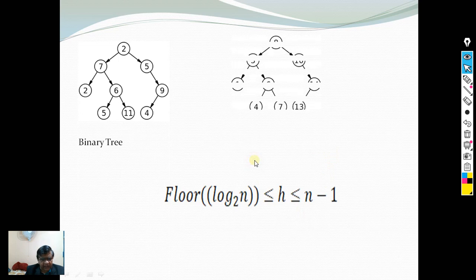There are binary trees and binary search trees. In binary trees, every parent node can have at most 2 children. And a binary search tree is an orderly arrangement of nodes. This is used for binary sorting and also for binary search.